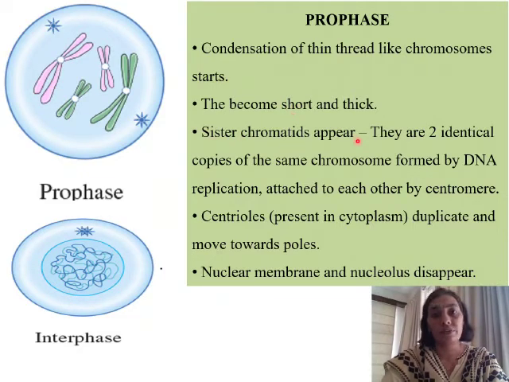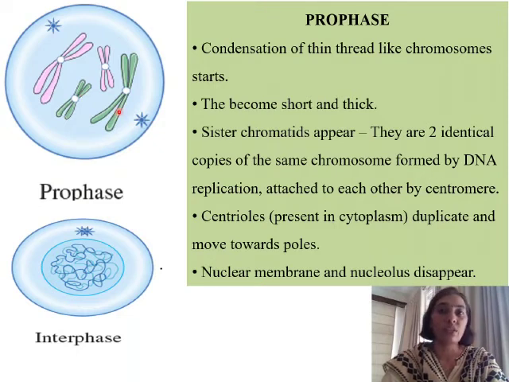Sister chromatids appear. What do we mean by sister chromatids? They are two identical copies of the same chromosome formed by DNA replication, attached to each other by the centromere. Here you can see two identical copies of the chromosome. By color differentiation, two identical copies of the same chromosome formed by DNA replication have been shown. So these are called sister chromatids. They are also called homologous chromosomes.